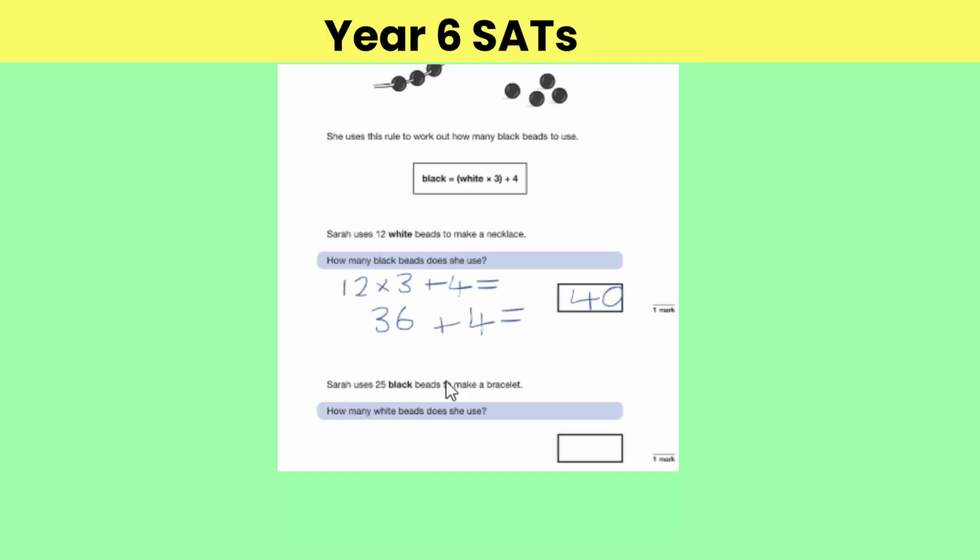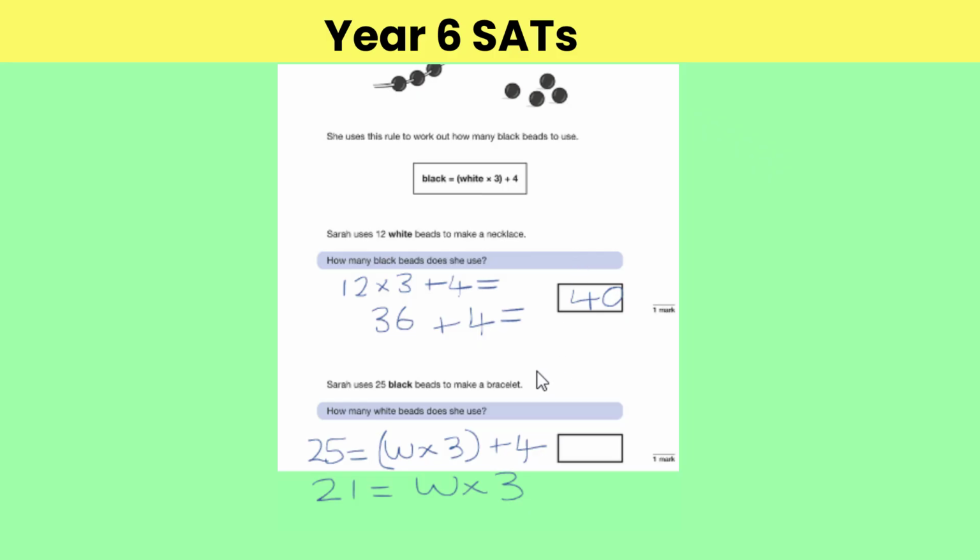So in this one, Sarah uses 25 black beads to make a bracelet. We've got the black part of the formula. So in this one we would write 25 equals W times 3, or you could write white if you want in brackets, plus 4. Okay, so if 25 is this unknown number plus 4, then we can take that 4 away, and we would know that 21, if we took those 4 beads away, we would just be left with the white beads times 3.